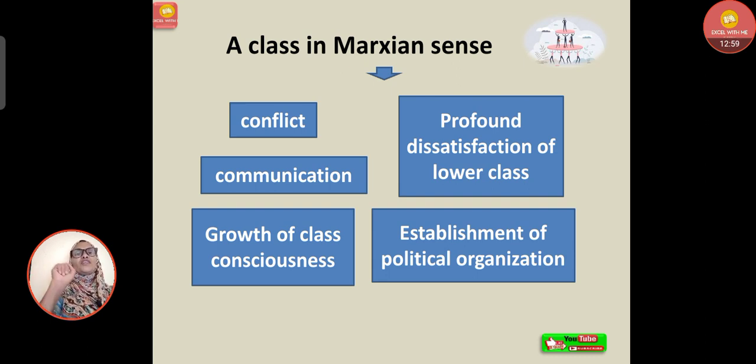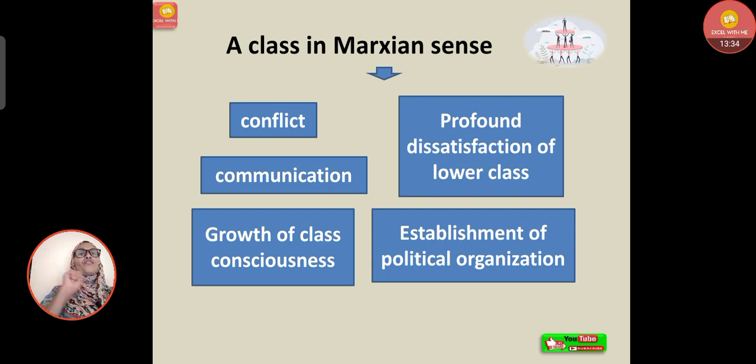Now, the first point he says is conflict. That means conflicts over the distribution of economic rewards between various classes. Secondly, easy communication between the individuals in the same class position, so that the ideas and action programs are readily disseminated. Thirdly, growth of class consciousness, in the sense that the members of the class have a feeling of solidarity and understanding of their historical role.